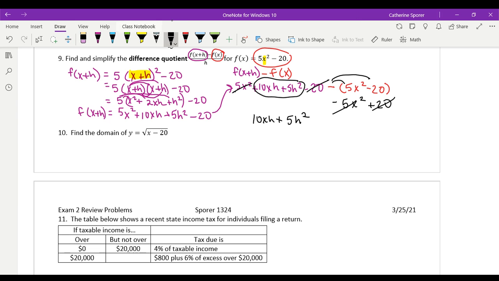And then the last step is to divide this f of x plus h minus f of x by h. So we're just going to write that over h and then simplify. So dividing by h is going to cancel that h from the first term to just give 10x. It's going to cancel one of the h's from the second term to just give h to the first, or just h. So the difference quotient would be 10x plus 5h.